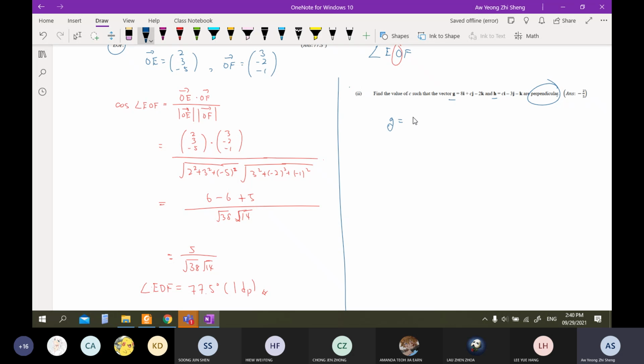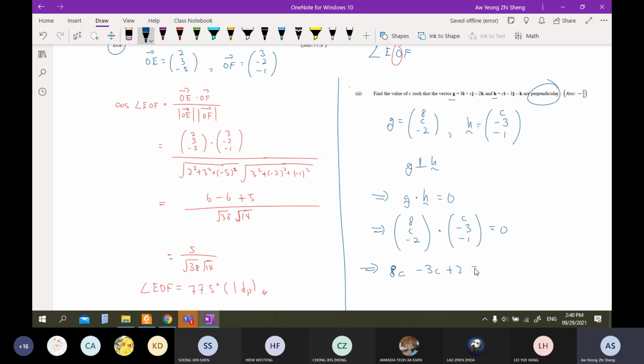Your vector G is this, 8, C, minus 2, vector H is C, minus 3, minus 1. So you are given that G is perpendicular to H. This means vector G dot vector H is equal to 0. And then just solve this equation, opening up the dot product. C is minus 2 over 5, and that's it.